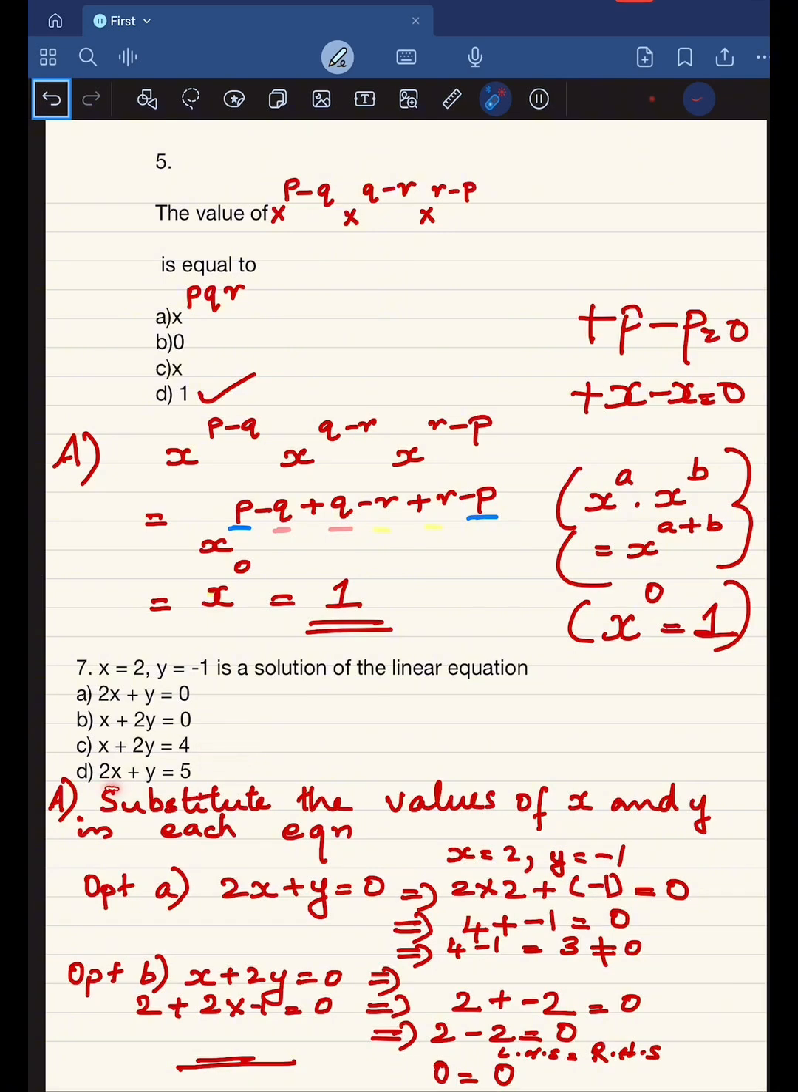And next one, 2x plus y is equal to 5. This also we found before. 2x plus y, we got it is equal to 3, not equal to 5. It is equal to 3. So this also is not correct. Okay. So what is the answer? x equal to 2, y is equal to minus 1 is a solution of the linear equation x plus 2y is equal to 0. Okay, you got it?